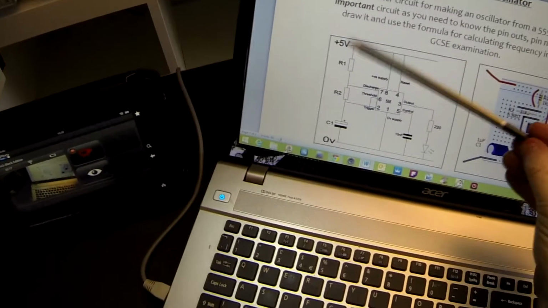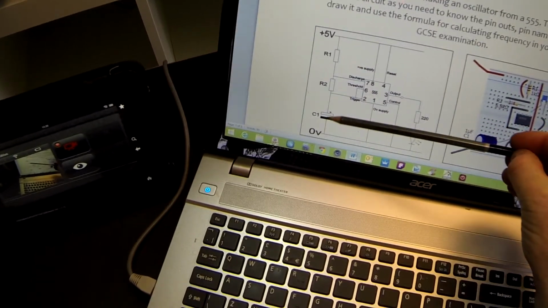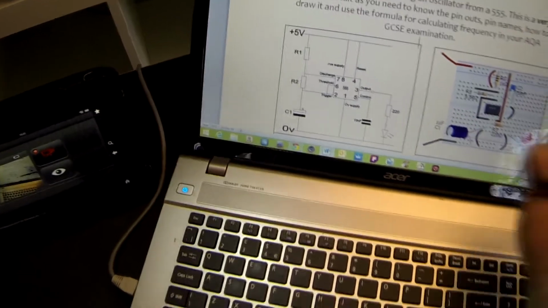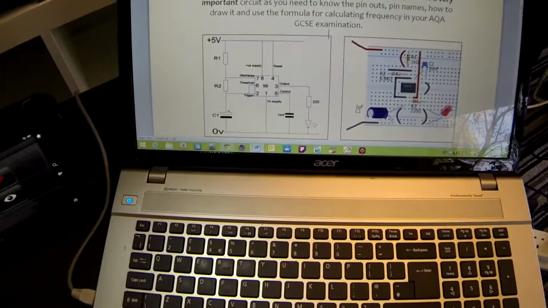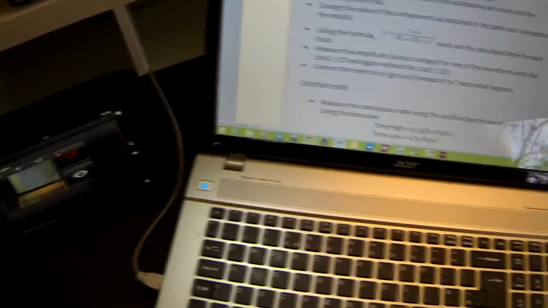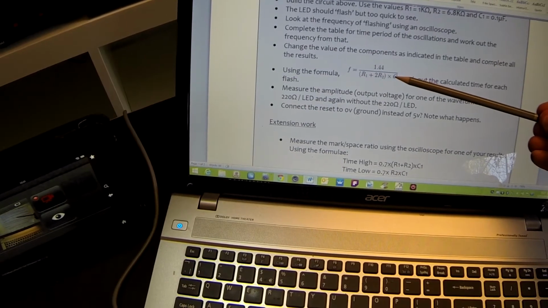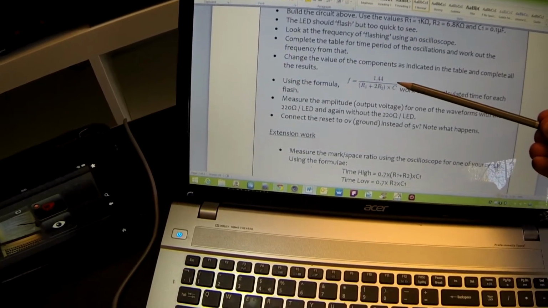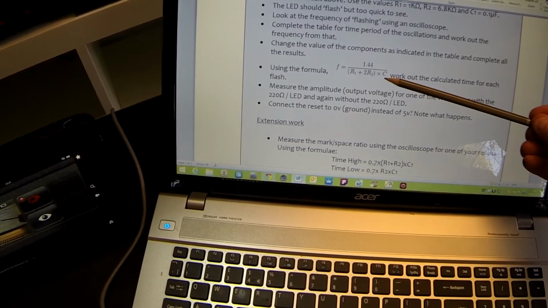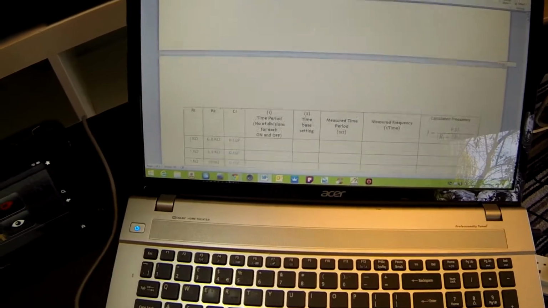So what we're going to do is have a look at this circuit. We're going to be changing the values of R1, R2, C1, and having a look at what happens to our output, and we're going to be measuring it on the oscilloscope. We're then going to be using our formula for frequency in this circuit, which is 1.44 divided by (R1 plus 2 times R2) times C. That will give us the value for the formula. We'll have a look at a few other things as well.